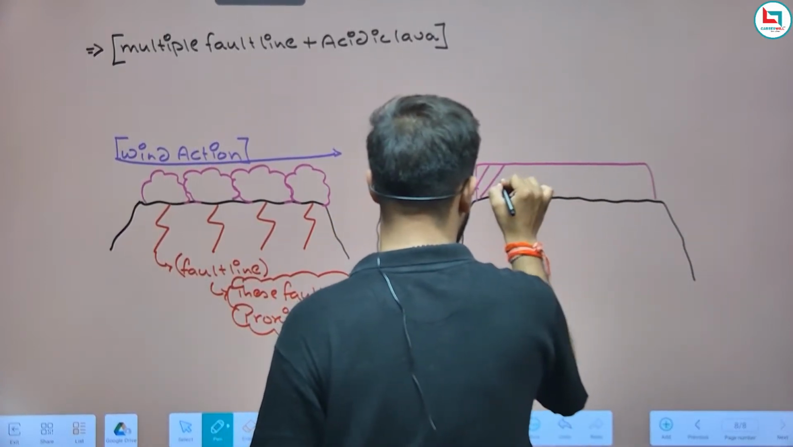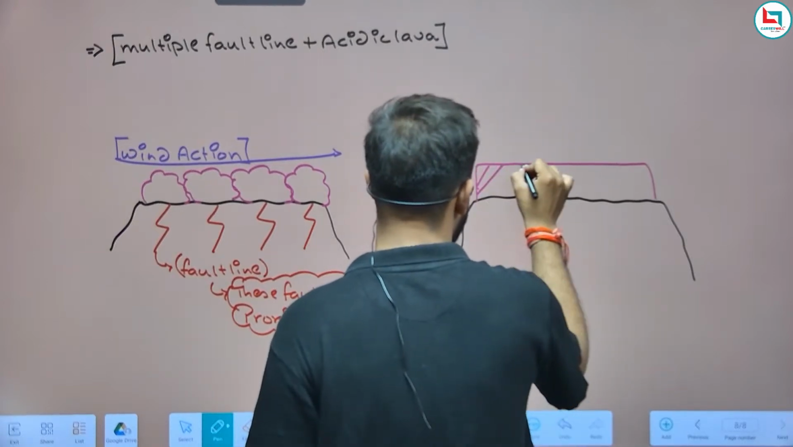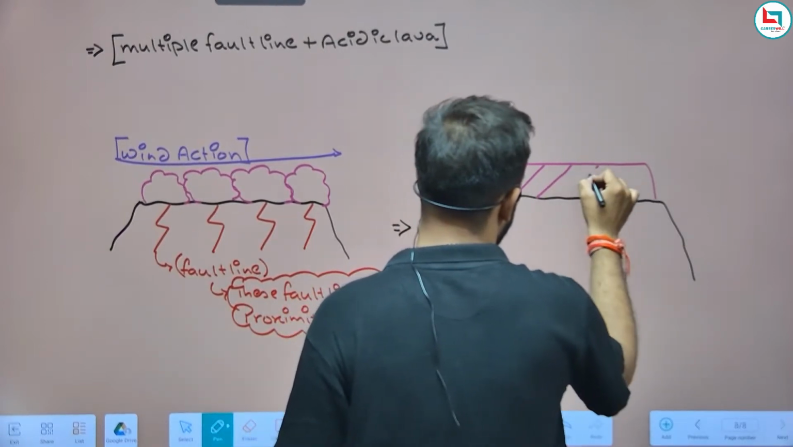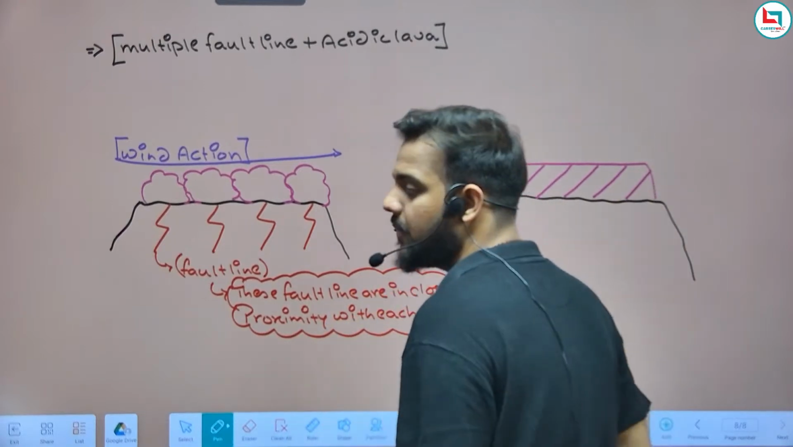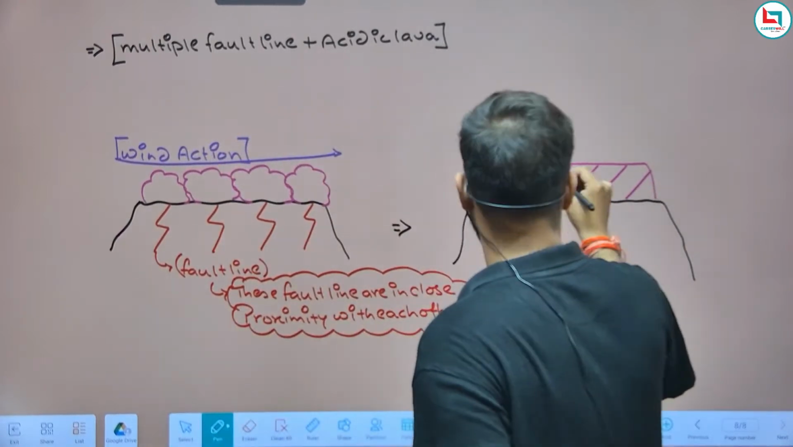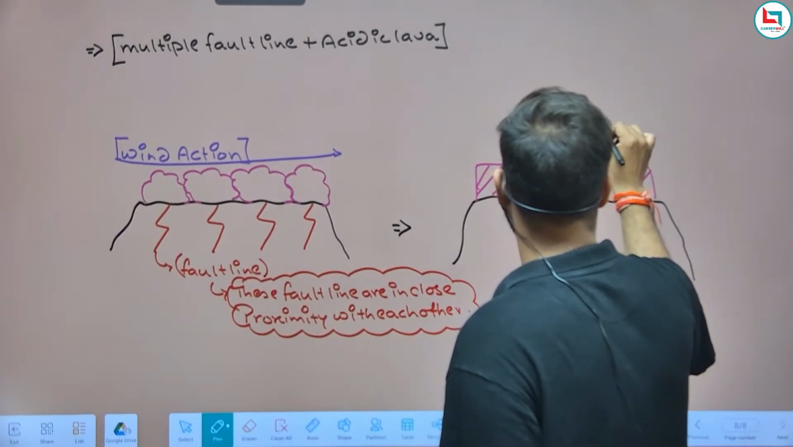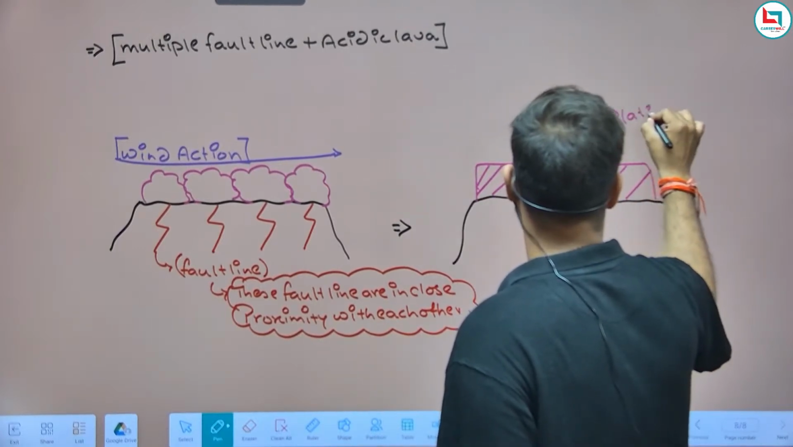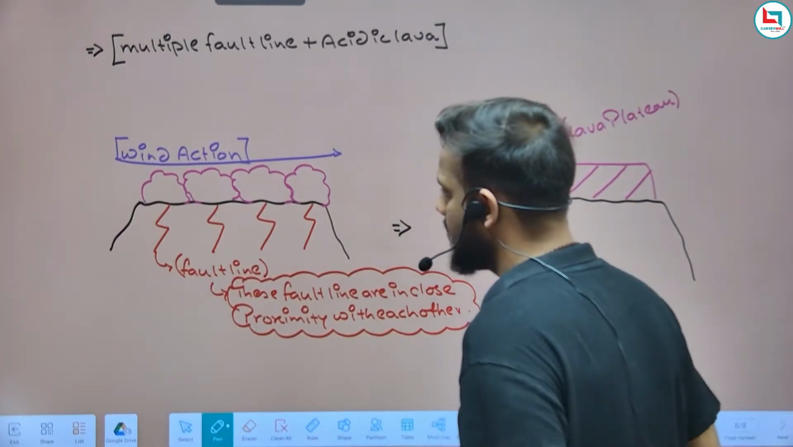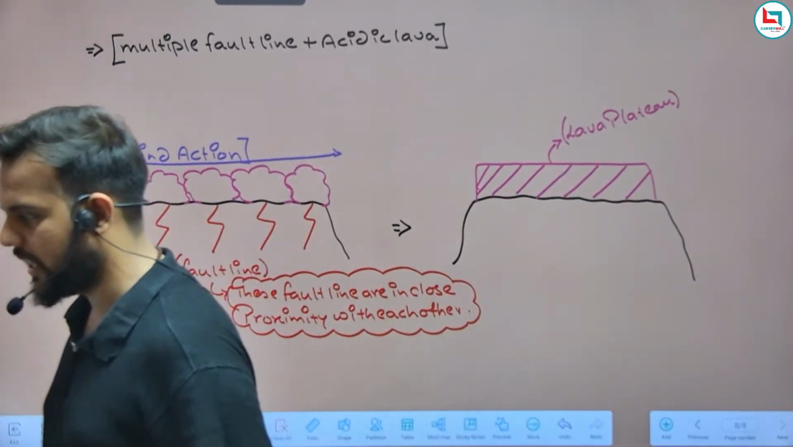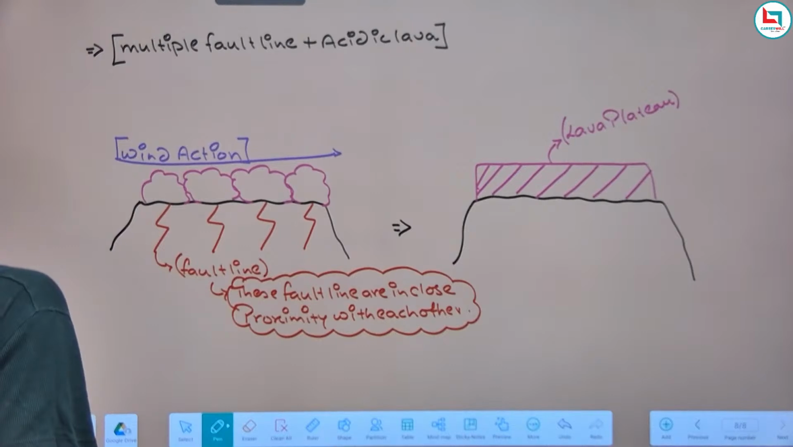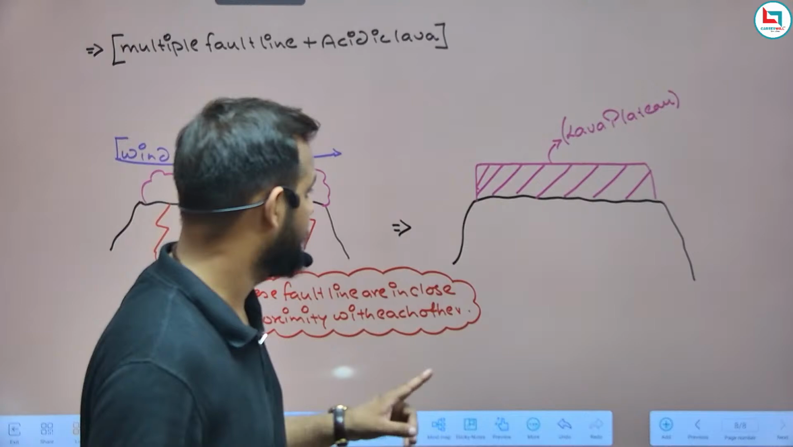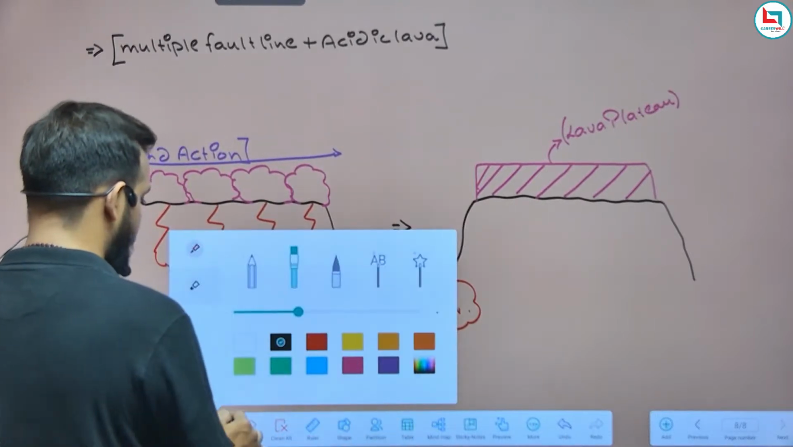And in this particular flat structure, we will see the formation of lava plateau. Remember guys one thing, the condition of lava plateau is that there should be multiple fault lines, and these multiple fault lines should be in close proximity with each other. Okay, so here we will see the formation of lava plateau.